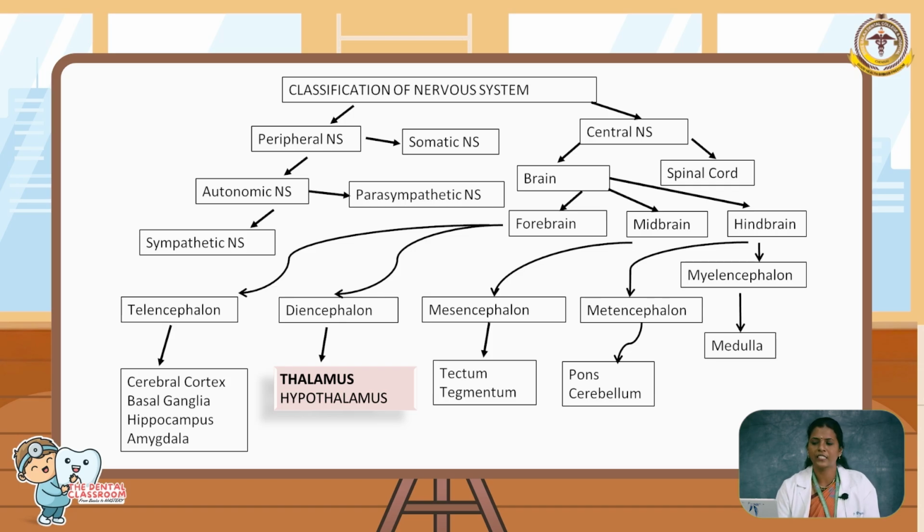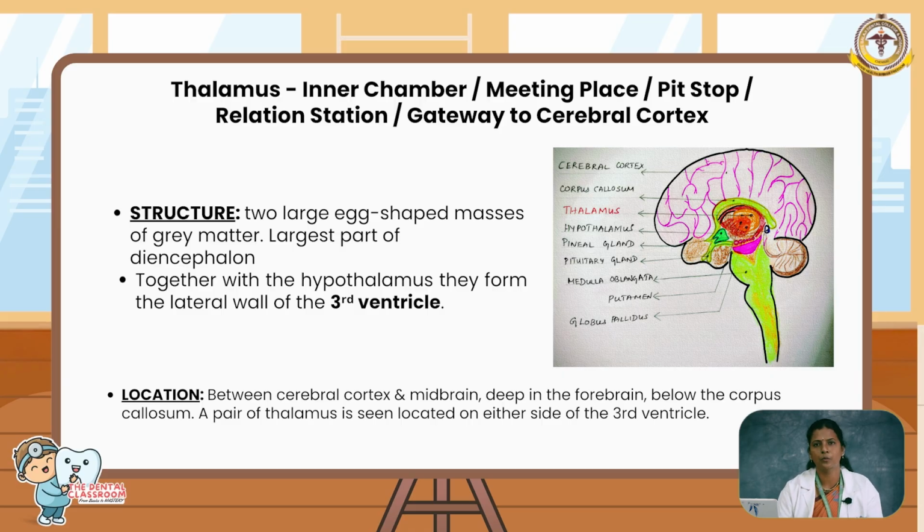The topic of today is thalamus, so let's go to the forebrain portion, which consists of the diencephalon, which consists of the thalamus and the hypothalamus. The word thalamus actually means the gateway to the cerebral cortex. It is also called the meeting place, the pit stop, and the inner chamber. So it has different meanings, all focusing on the same functions. It is an egg-shaped organ, a mass of grey matter, and the largest part of the diencephalon. Along with the hypothalamus, together they form the borders of the third ventricle of the brain.